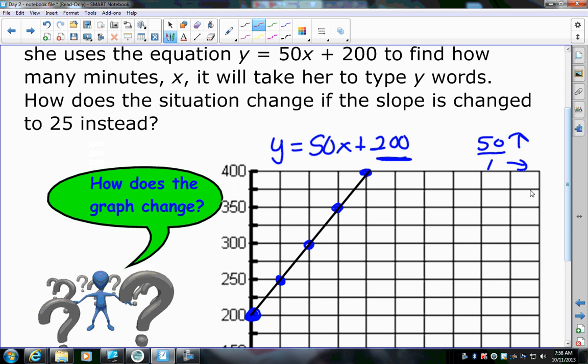Now it's asking, how does it change the situation if we change the slope to 25? So what if we did y equals 25x plus 200? Use a different color for this one. Am I starting at the same spot? Yeah, I'm starting at 200, right? So I'll start at 200, but this time my slope is 25/1. So I'm going to go up 25 to the right 1. Put a dot. Up 25 to the right 1.